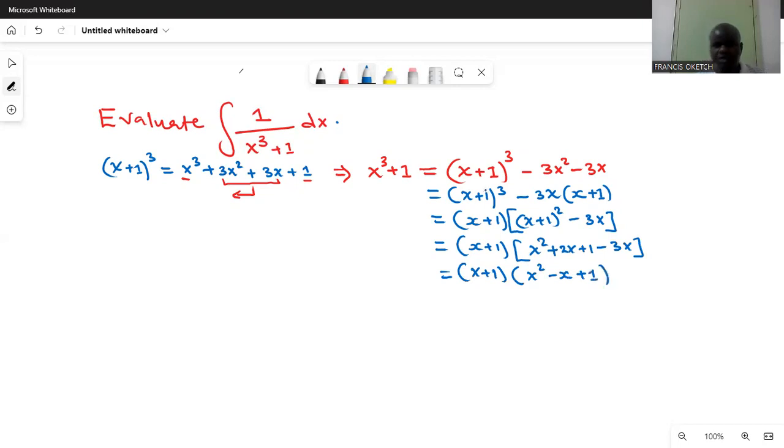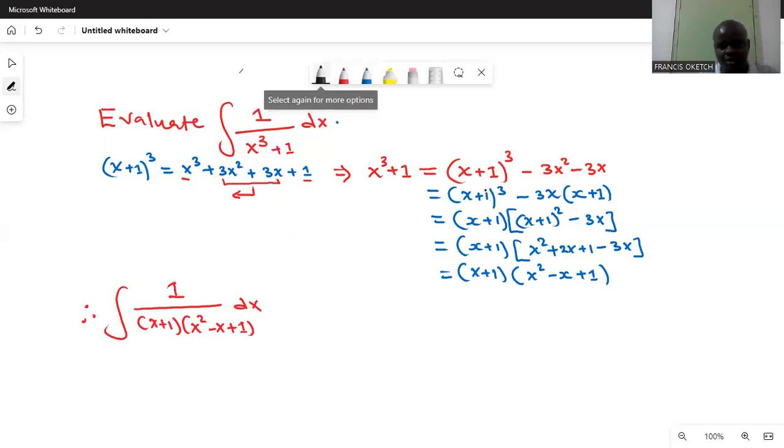So that x cubed plus 1 can be written as a product of x plus 1 and x squared minus x plus 1. So our integral, we rewrite this integral as the integral of 1 over x plus 1 times x squared minus x plus 1 dx. So look at our denominator. We have a product of two functions of x. To be able to evaluate such kind of integrals, we use partial fraction decomposition.